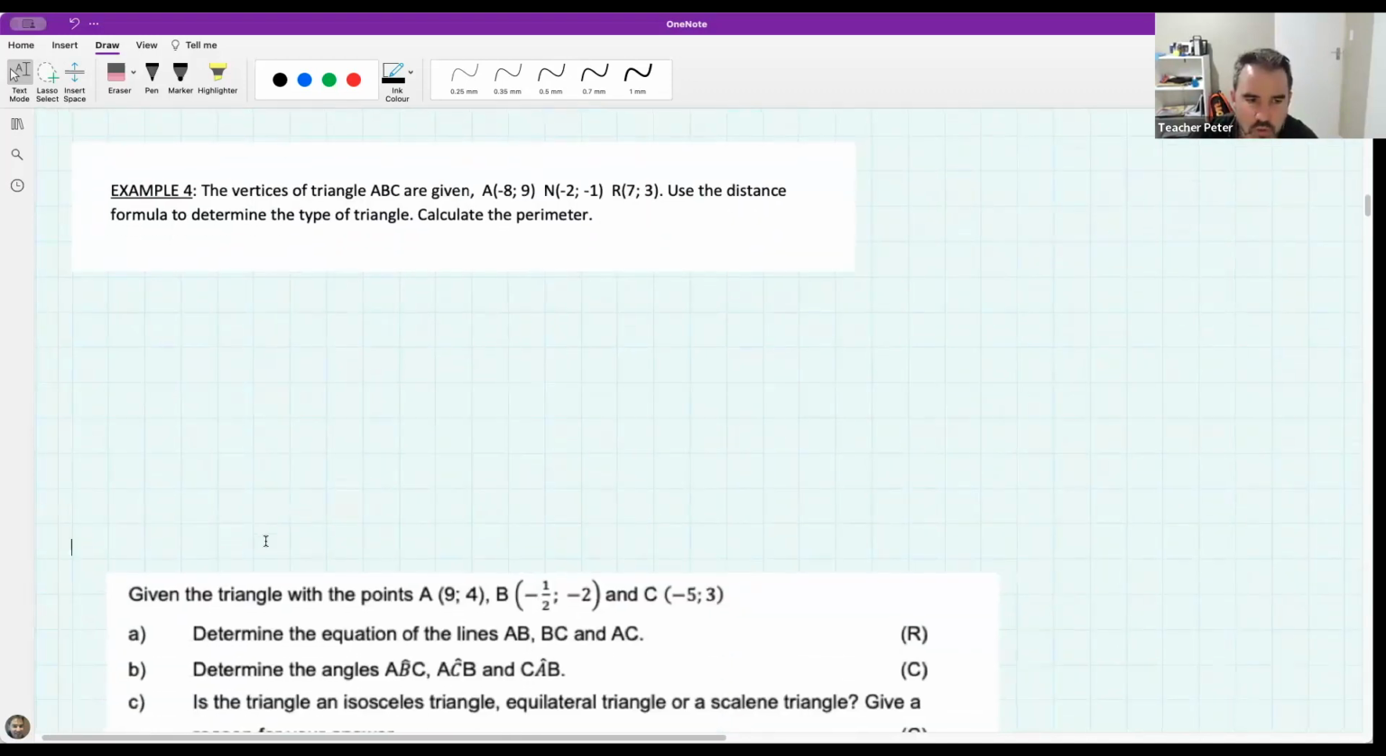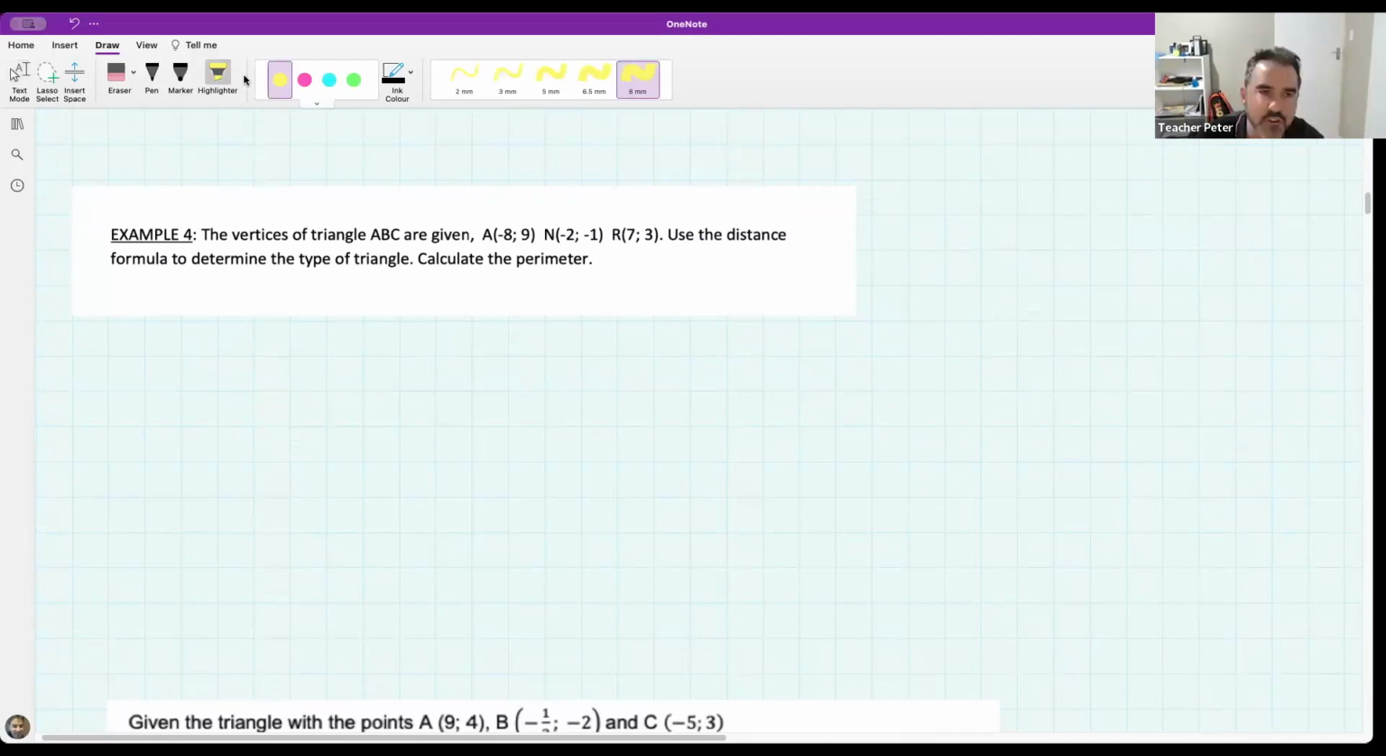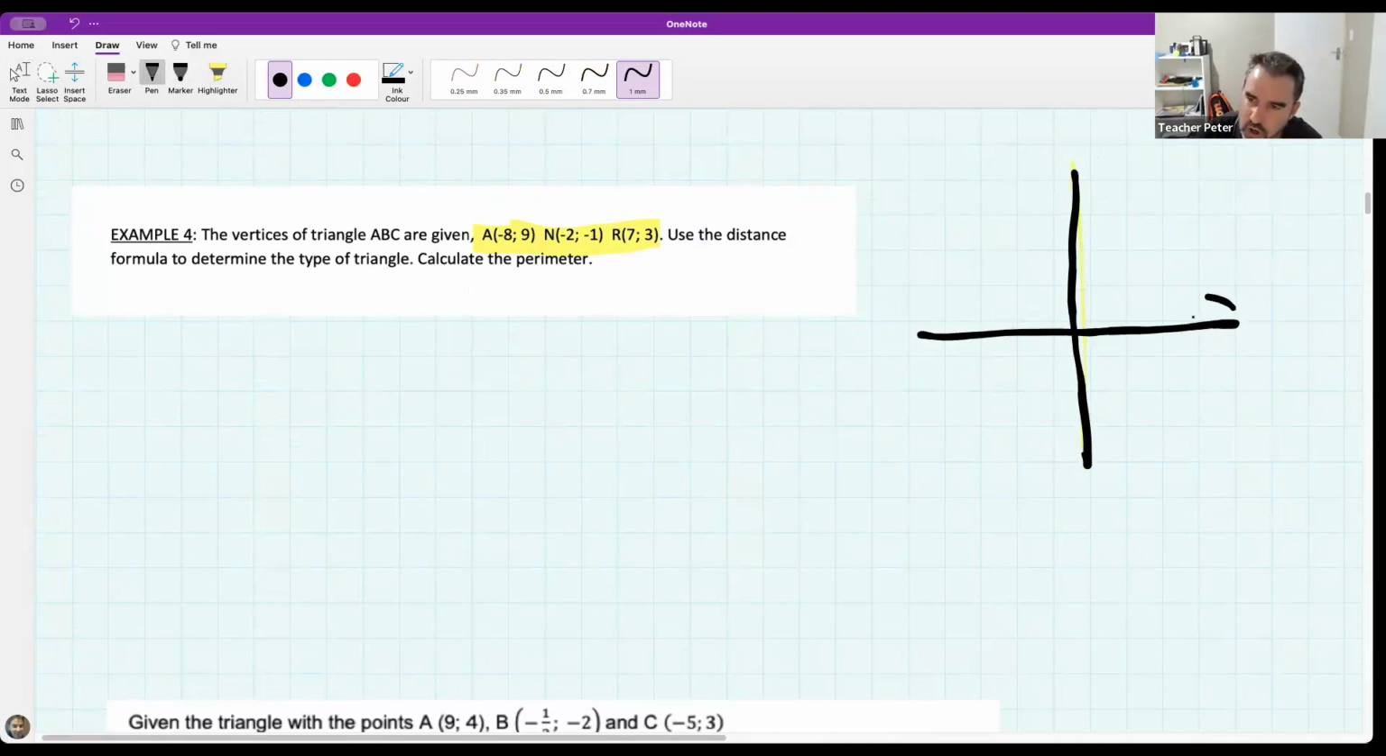So it says you are given the vertices of a triangle, and the vertices are the following. Now, if you want, you can do a little sketch drawing just to help you. It doesn't have to be to scale, but it can give you a sense of what's going on. But actually, in this case, I'm not going to do it yet until I know I need it. So it says, use the distance formula to determine the type of triangle.